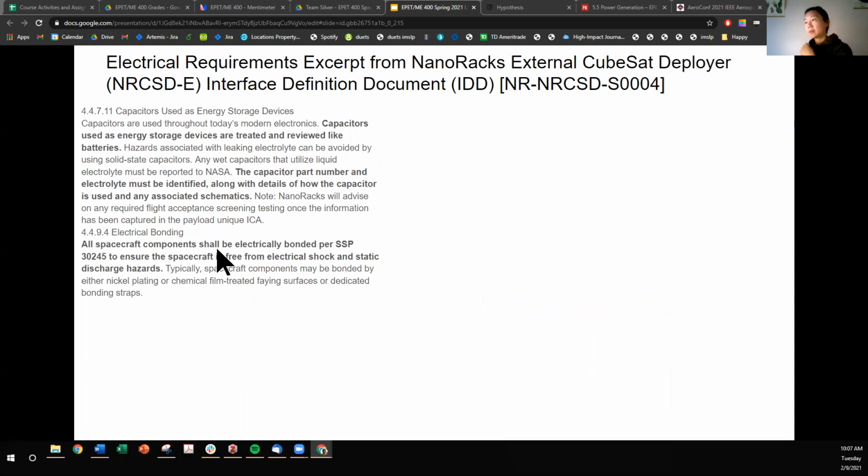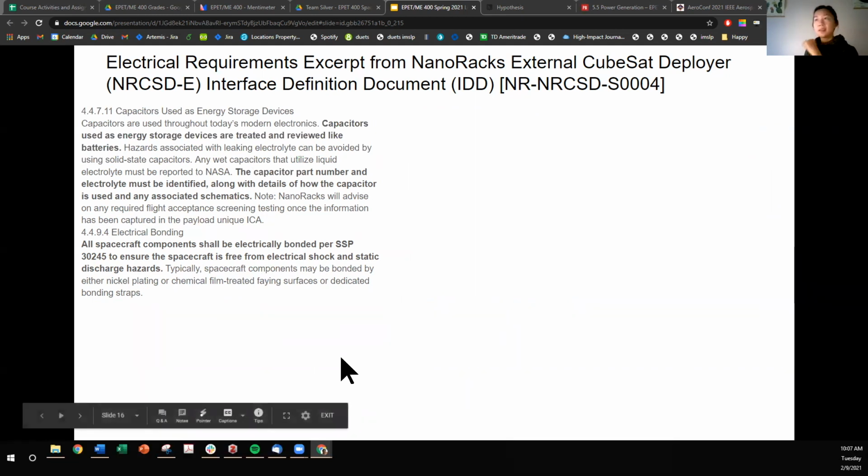All spacecraft components shall be electrically bonded per SSP 30245 to ensure the spacecraft is free from electrical shock and static discharge hazards. Okay, so many requirements. Walk through them, see which ones will apply to your subsystem.